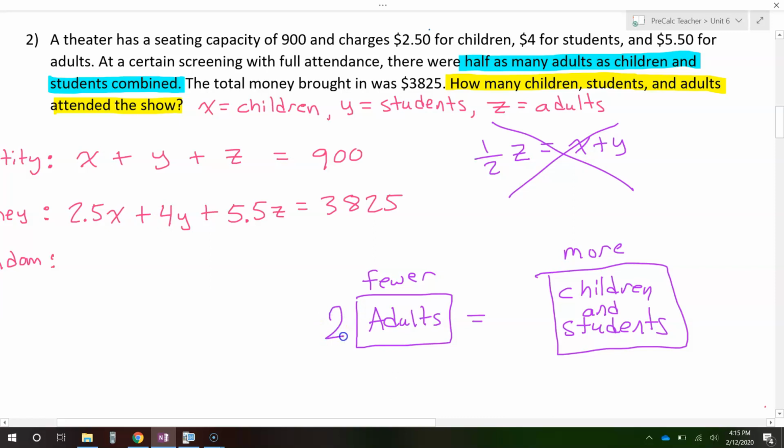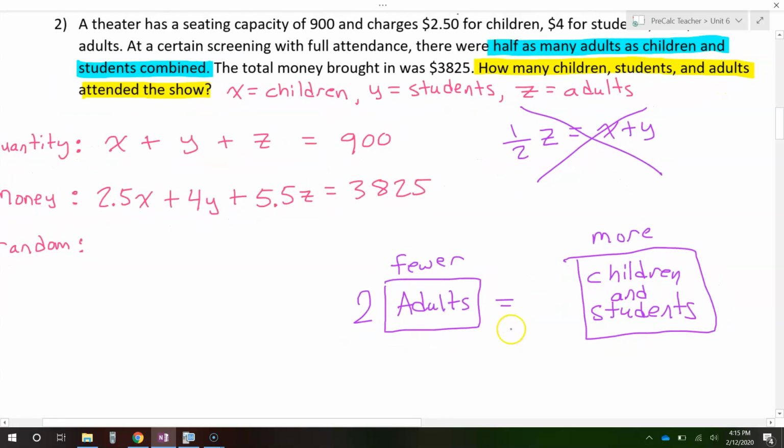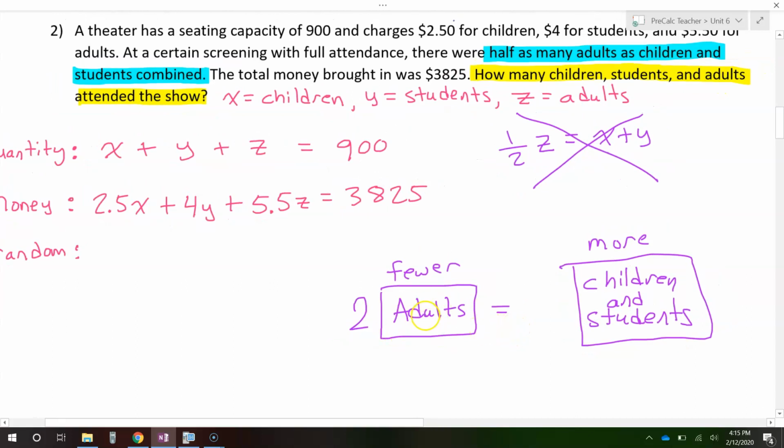If I double the amount of adults, that will equal the number of children and students. Or I could have said half, I could have put the 1/2 over here, half of the children and students. So hopefully this makes sense. I take the smaller quantity, double it, then that should equal the larger quantity. That makes sense. So that's why the correct equation is going to be 2Z is equal to X plus Y instead of 1/2 Z, which was totally wrong.